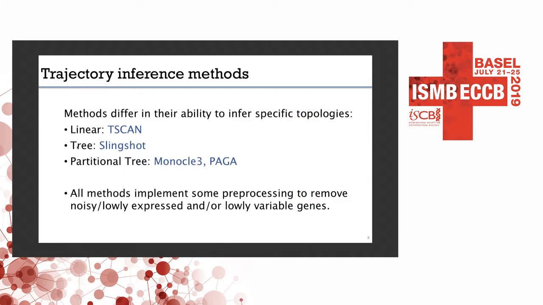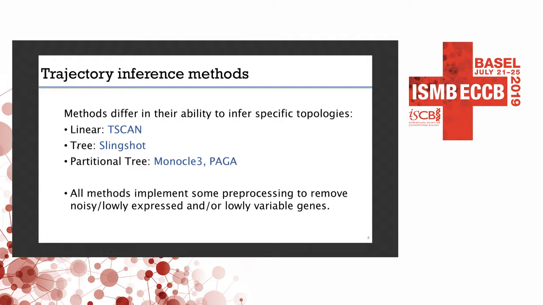Okay, so one of the main differences in the methods is their ability to infer specific topologies. For that linear topology, one of the methods is called TSCAN. For more of a tree-based or branching trajectory, we can use Slingshot. And for a partitioned tree, where we have maybe disconnected trajectories, Monocle 3 or PAGA, our package, are able to do that. Again, on that GitHub page, we have links to these methods as well as that paper, the benchmarking paper.